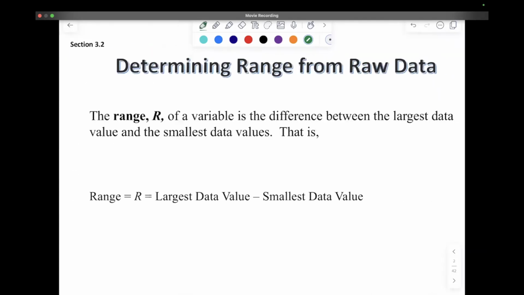All right. So let's talk about, this is 3.2. Let's talk about range from raw data. All range is the largest data value minus the smallest data value. That's all it is. It tells you the difference between the top and the bottom. So take your largest data value, subtract your smallest, and that tells you the range. That is really it. That's all there is to it. See, all of 30 seconds.